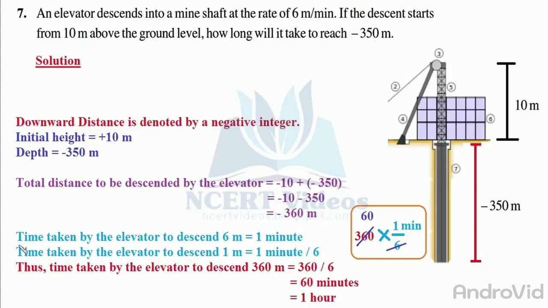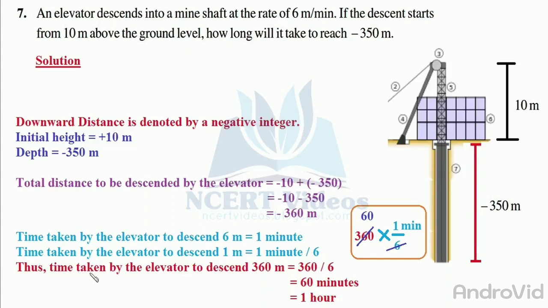Time taken by the elevator to descend 6 meter is 1 minute. It is saying it takes 1 minute by the elevator to move a distance of 6 meter. In 1 minute it will move 6 meter, in another minute it will move next 6 meter. So it means in 2 minutes it will move 12 meters. This is what it means. Now time taken by elevator to descend 1 meter, it will be 1 minute by 6. This is unitary method, you have learnt it in your previous classes.